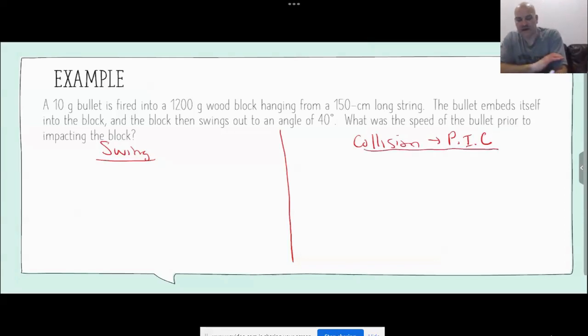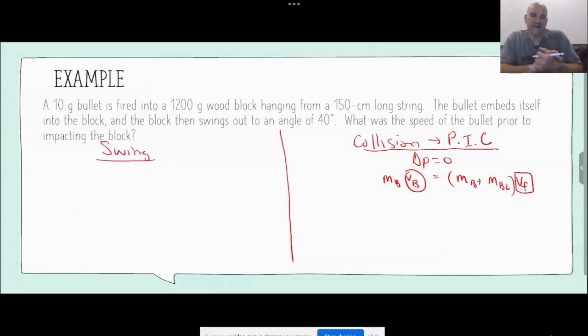What that tells us is that after the collision, the bullet and block will move off at a common velocity, but prior to the collision, it'll just be the bullet, because remember, momentum is always conserved in collisions, and ultimately that's what we're going to look for. But the first thing we need to find is, what is VF? What is the final velocity that they're going to be launched at? Where does that come from? Well, that comes from the swing. The final velocity needed for the collision is the initial velocity going into the swing. That's the first thing we need to solve for.